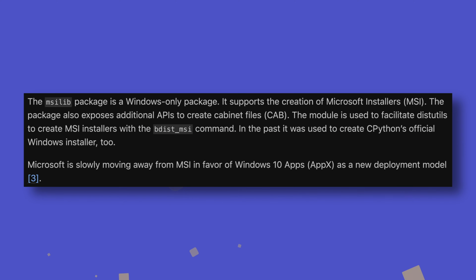Ouch. MSIlib was a Windows-only module, that's something that doesn't come around too often in Python, and was capable of creating .msi installer files, which used to be a pretty common way to install things in Windows. It also had support for creating cabinet files, which I don't think I've seen outside of Windows 95. That's probably why it got removed.